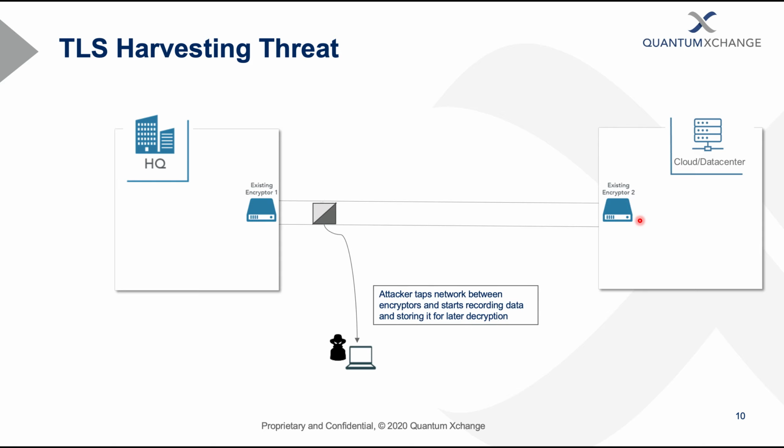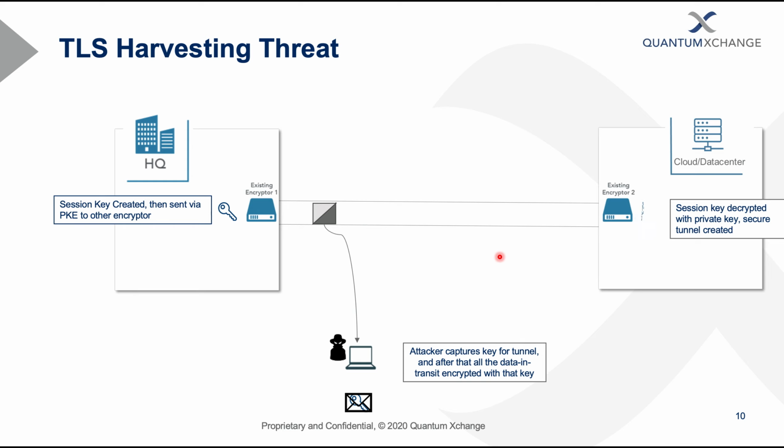And so what happens is an attacker starts tapping the network. It can't be stopped unless there's physical security along the entire length of the network, which there really isn't. And so now they start tapping the network and they're looking for a handshake. And in that handshake, what happens is an encryptor will generate a key. It will wrap it in a public key envelope. It will send it to the other side. The other side has a private key. This is an RSA example.